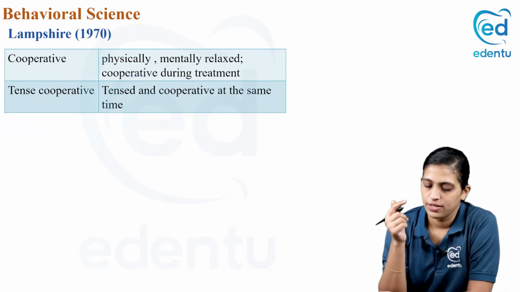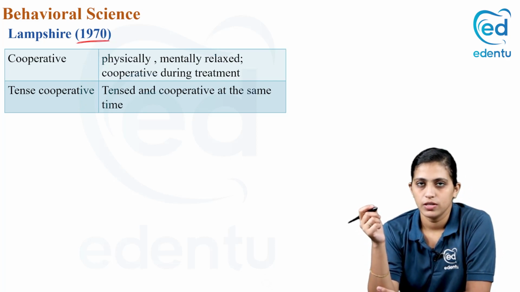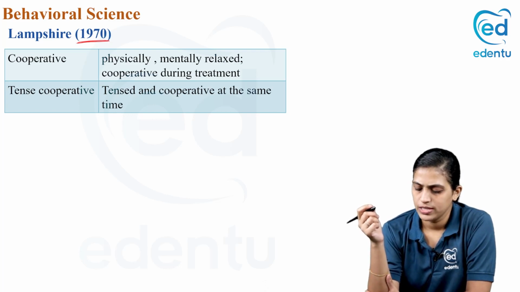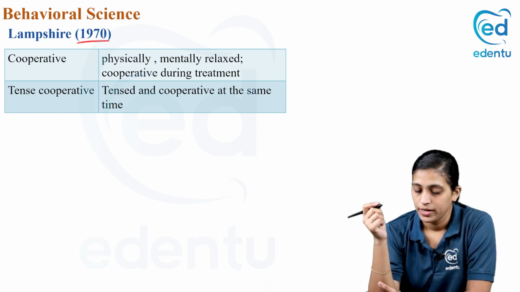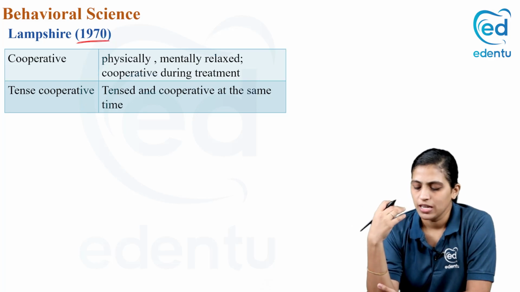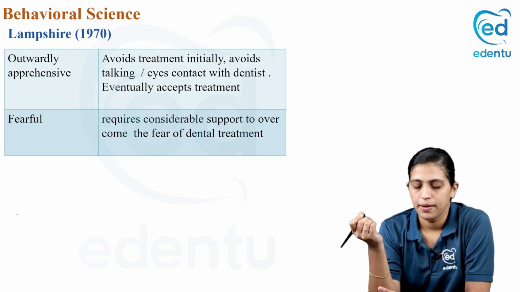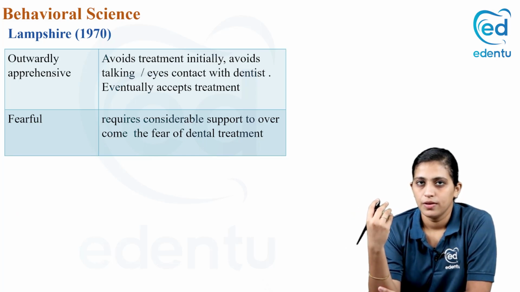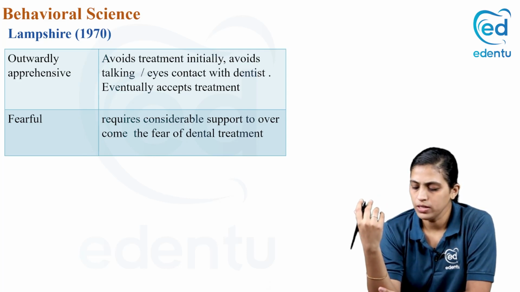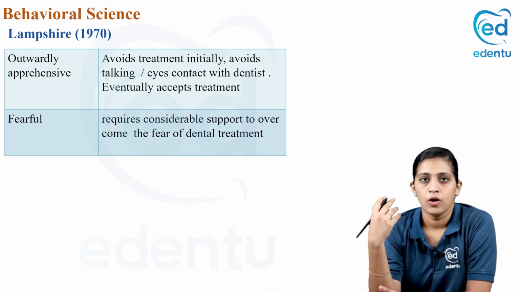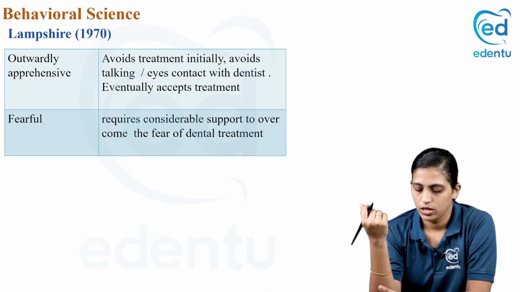Next into Lampshire's classification, which was proposed in 1970. The first type of child's behavior is cooperative, where the child is physically and mentally relaxed and cooperates during the treatment. Next is tense cooperative, where the child is tense and cooperative at the same time. Next is outwardly apprehensive. When this type of behavior is seen, a child initially avoids treatment, then avoids talking or eye contact with the dentist, but eventually the child accepts the treatment. Next is a fearful child.